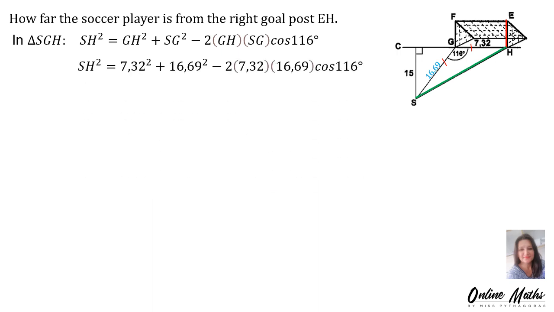And we substitute. SH squared is equal to 7,32 squared plus 16,69 squared minus 2 times 7,32 times 16,69, the cos of 116 degrees. You slot that into your calculator and you get SH squared is 439,2508, etc. Remember, don't round off here. You keep that whole number. And then to find SH, you take the square root, and SH's length is 20,96 meters. And you can fill it in on your sketch.